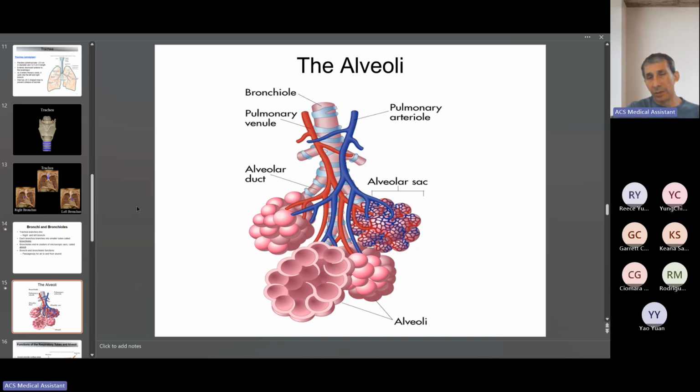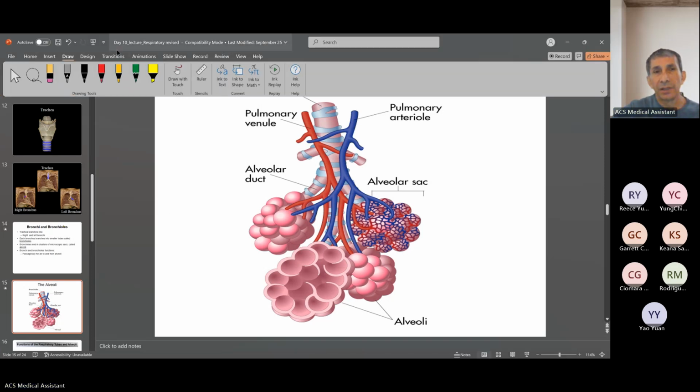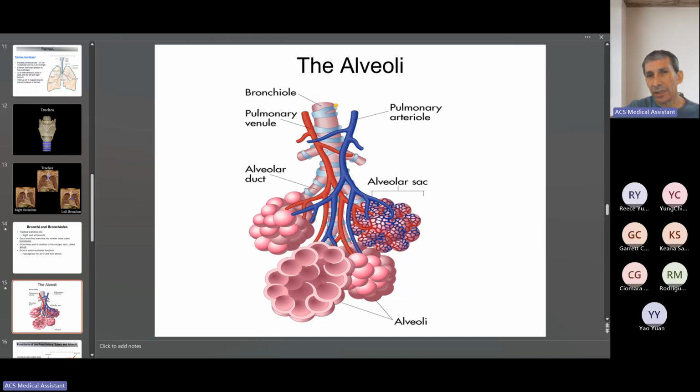So this is the alveoli. Now, if you look here, let's say that these are the bronchioles, because they are the smaller branches.